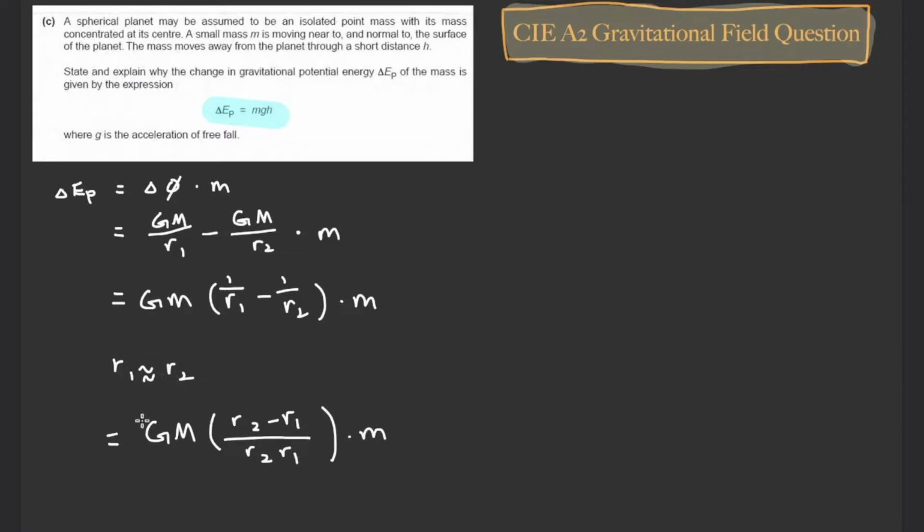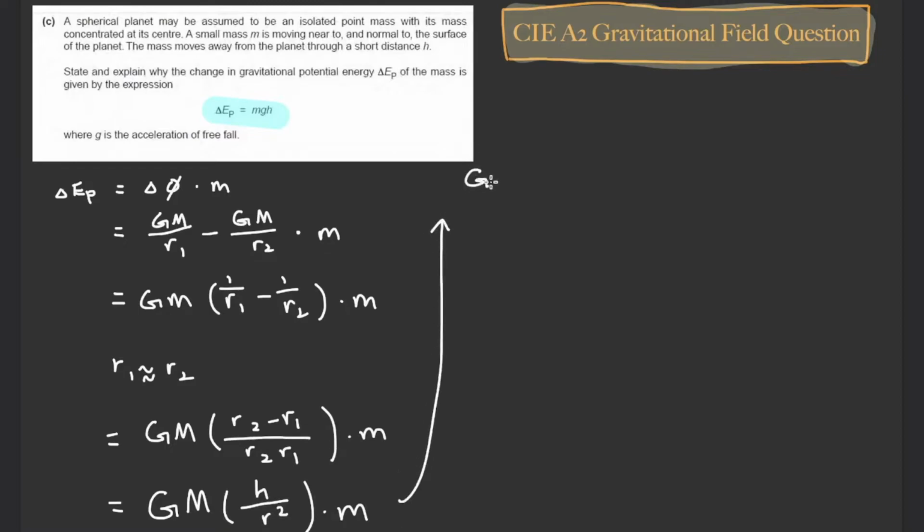And then we put this assumption in, which means that it's Gm over, and then R2 minus R1 is the height, right? So the change is just the height change, so it's h over r squared times m. So now we get this little function. Well, we can now expand this bracket, so working back over here, we can make this Gm over r squared times mh. And we know that Gm over r squared is g.